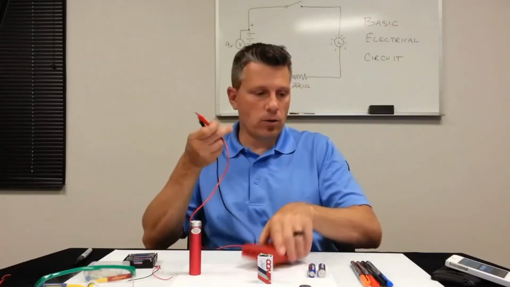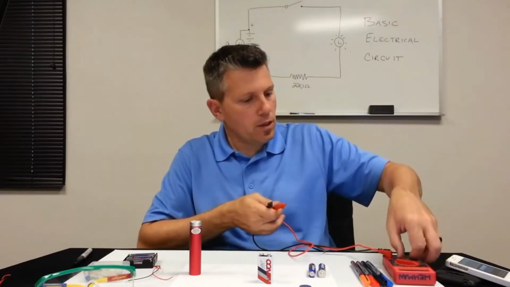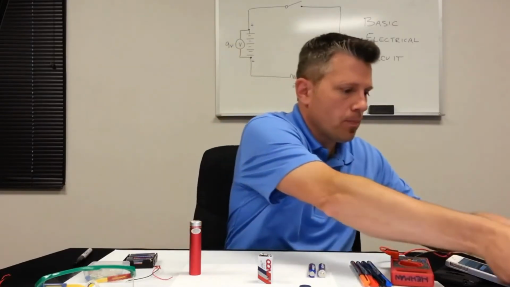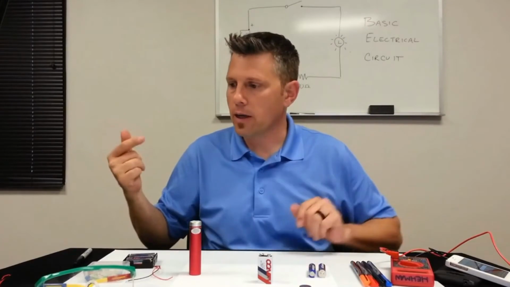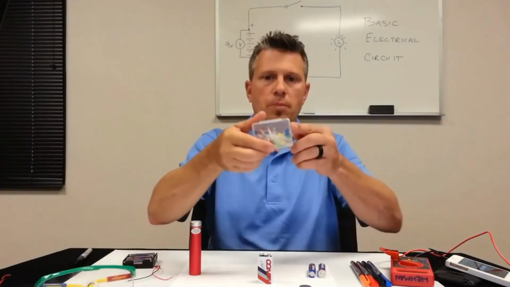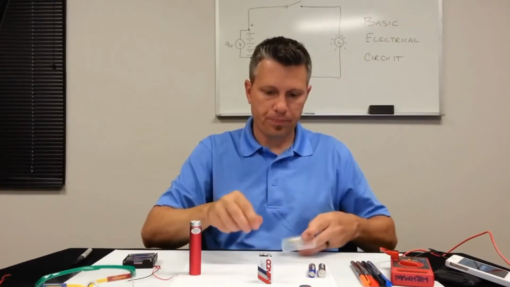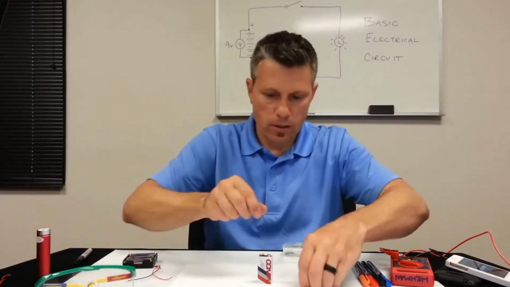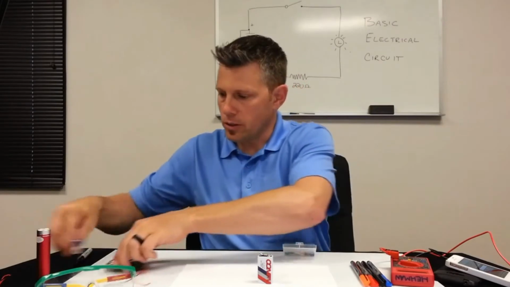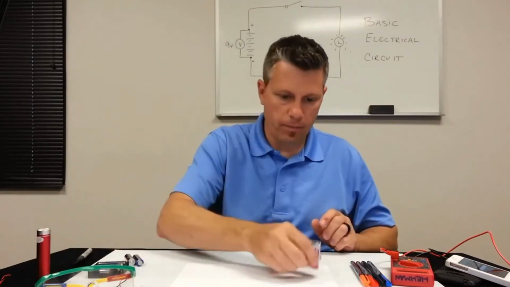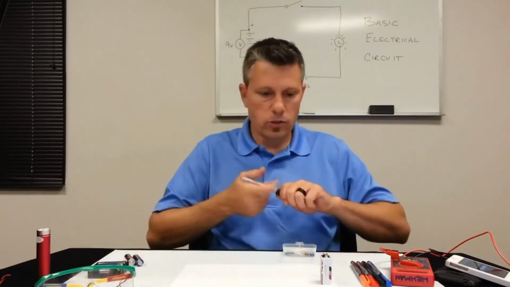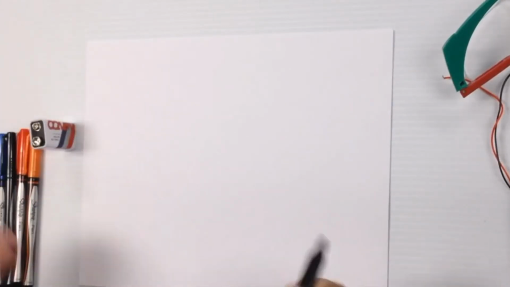Okay, so we have a power source. The next thing that we want is whatever we're powering, right? In our case, we're going to power up an LED, a little LED light. Take these other batteries out of the way, and we're going to use this 9-volt battery right now. And I'm going to go ahead and draw this circuit out at the same time.